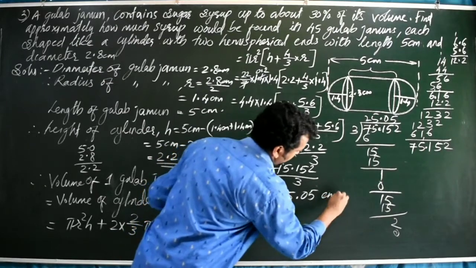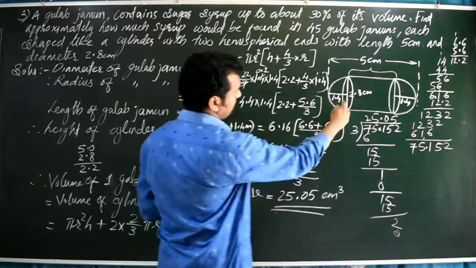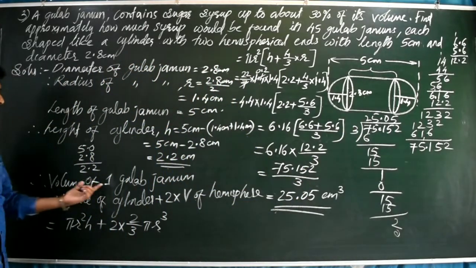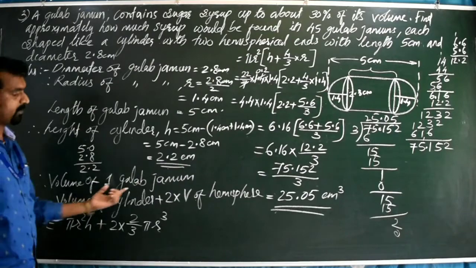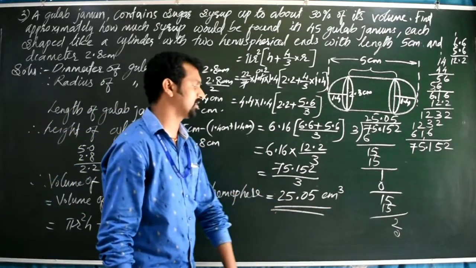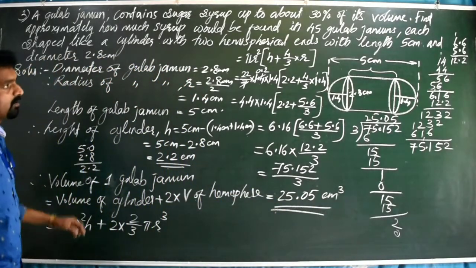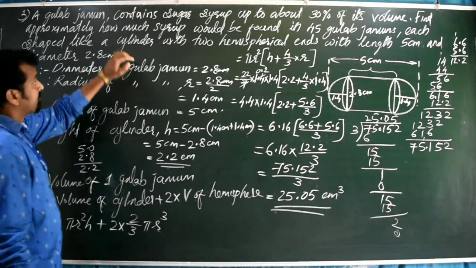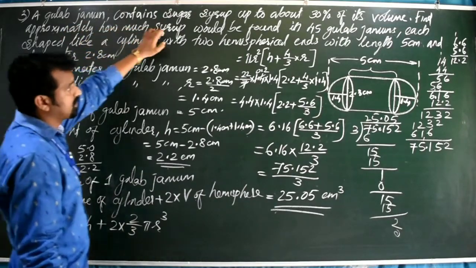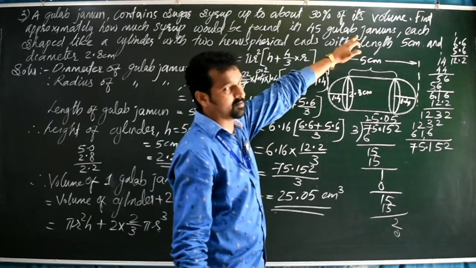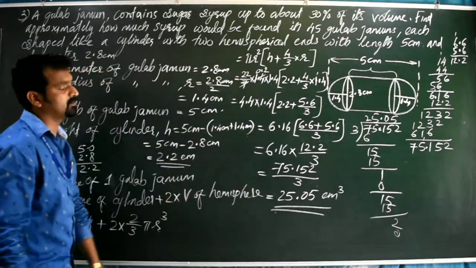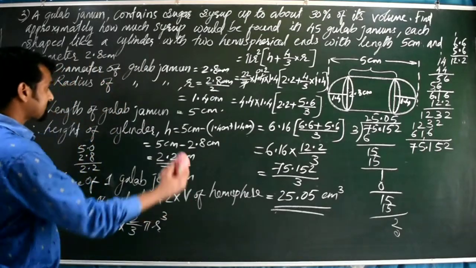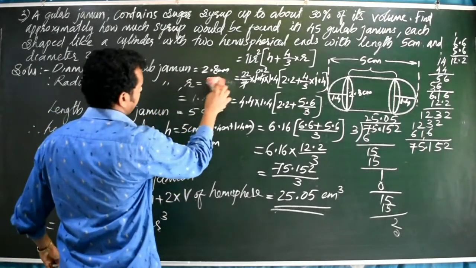25.05 centimeter cube. All the values are given in centimeters, so it will come in centimeter cube. That is the volume of 1 gulab jamun. Volume of 1 gulab jamun is equal to 25.05 centimeter cube. Now what do we want to find out? Only the volume of 1 gulab jamun we found. Now the question is approximately how much syrup would be found in 45 gulab jamuns? So the volume of 45 gulab jamuns we have to find out next.